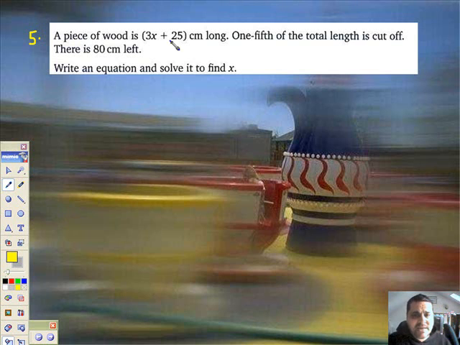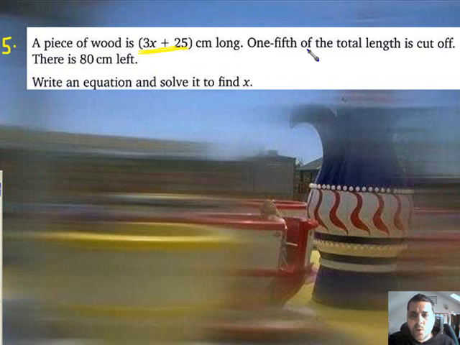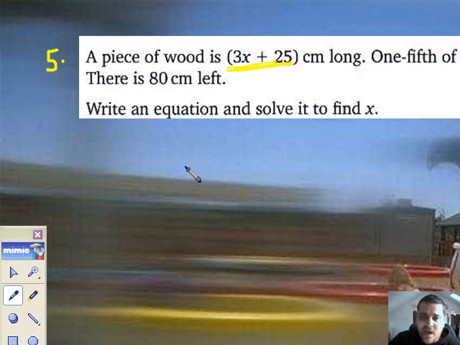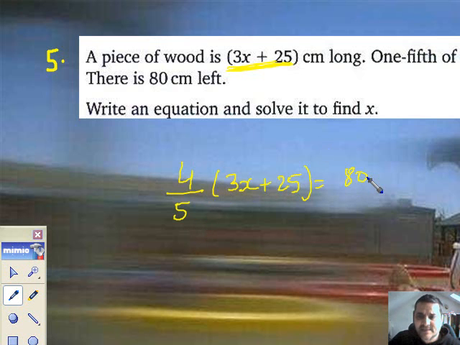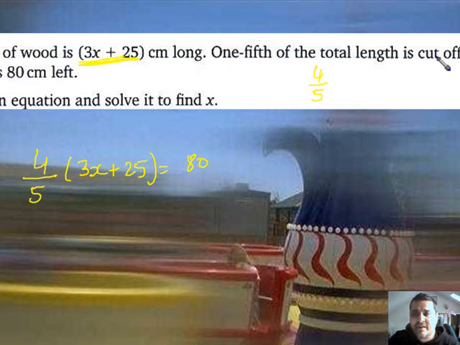Question 5. A piece of wood is this much long. 1/5 of the total is cut off. So if a fifth is cut off, I have 4/5 left. And this 4/5 is 80 centimeters left. I've got to find an equation and then solve it for x. Essentially, I've got 4/5 of x, sorry, 4/5 of 3x plus 25 is 80. Alright, 4/5 of my original length is 80. Why? Because I've taken off 1/5 of the total length, and the remaining 4/5 is therefore 80.